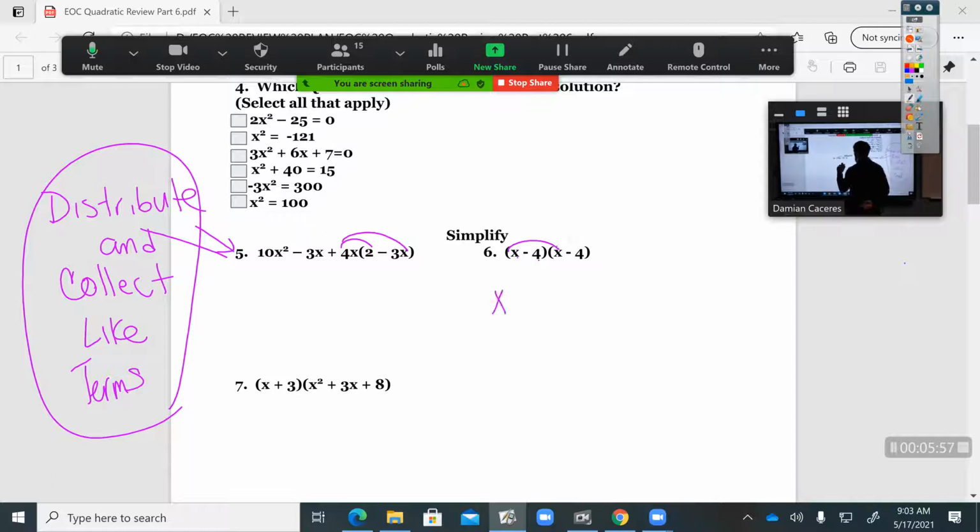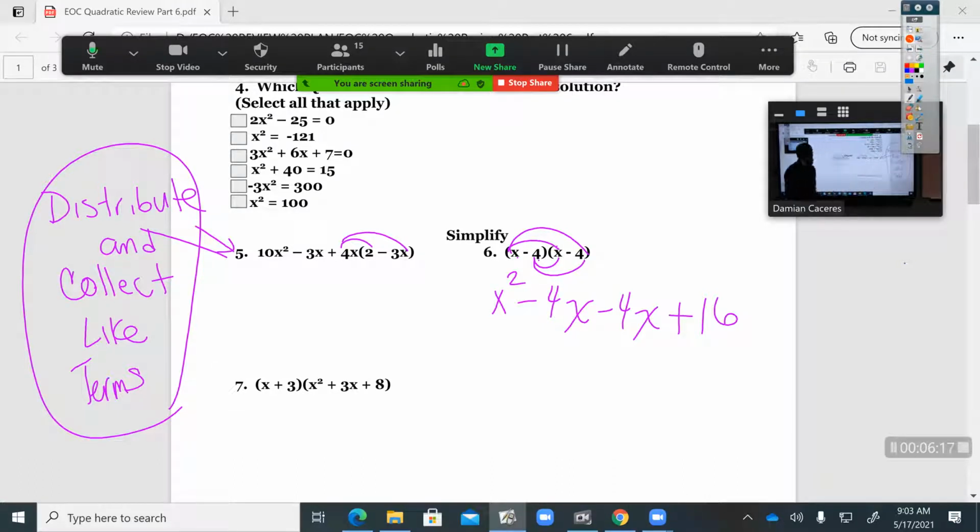So x times x is x squared. X times negative 4 is negative 4x. Now we distribute the negative 4. Negative 4 times x is negative 4x again. Negative 4 times negative 4 is positive 16. Then you just collect like terms in the middle, and you're done.